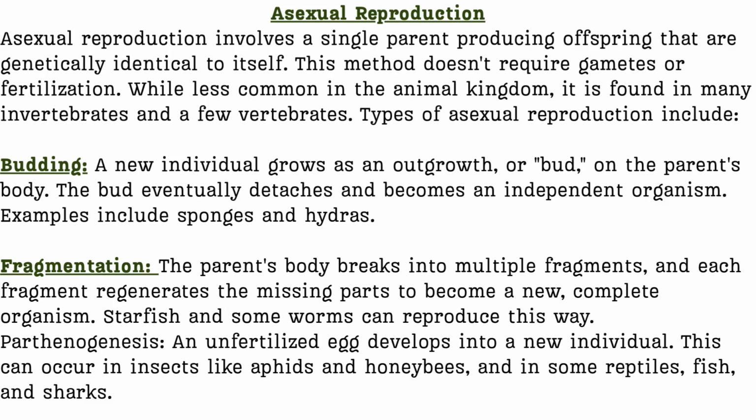Now the next one is fragmentation. The parent's body breaks into multiple fragments, and each fragment regenerates the missing part to become a new complete organism. Starfish and some worms can reproduce this way. Now the next one is parthenogenesis. An unfertilized egg develops into a new individual. This can occur in insects like aphids and honeybees, and in some reptiles, fishes and sharks.